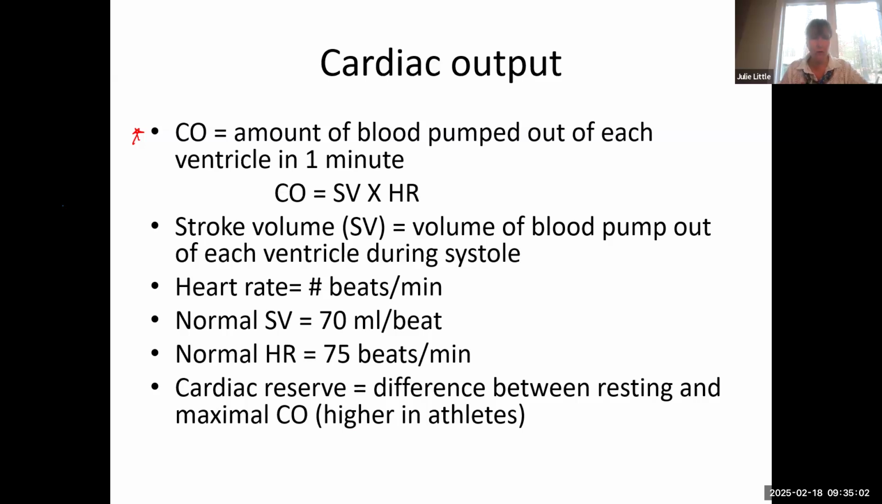But we also have a right ventricle. And if the left ventricle pumps 4 liters of blood per minute, then the right ventricle must also pump 4 liters of blood per minute. They have to pump equal volumes.